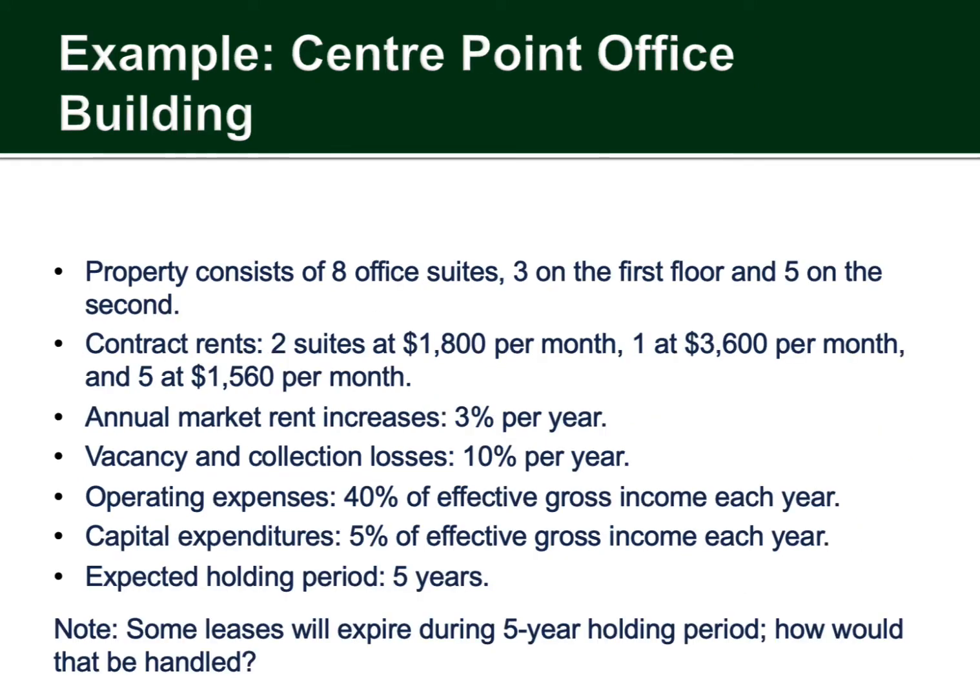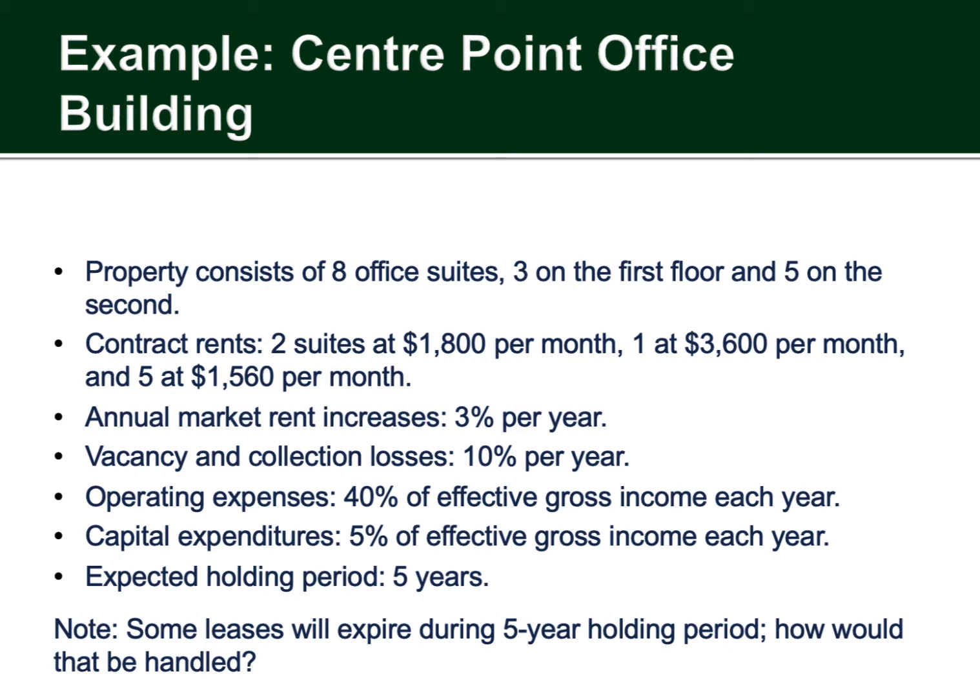With our concepts defined, let's do a walkthrough of an actual example of how we'd go about doing a reconstructed operating statement for a property, this time an office property. And then after we do that, we can use that income to do an income approach. So let's start with the numbers for this property. It's a 2-story office building, 8 office suites, 3 on the bottom and then 5 on the top.